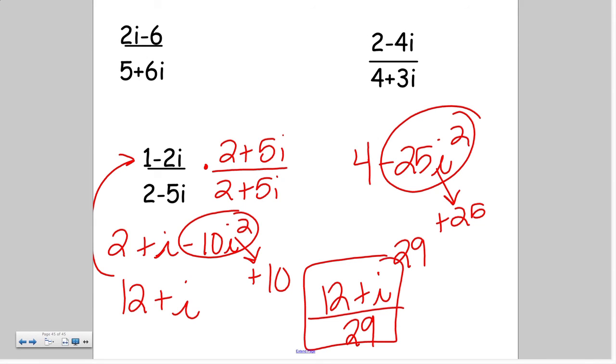So if you can multiply complex numbers, you can divide them, because there's really not much to do. You never really divide anything. It's just being able to pick out that conjugate, which is just the opposite.